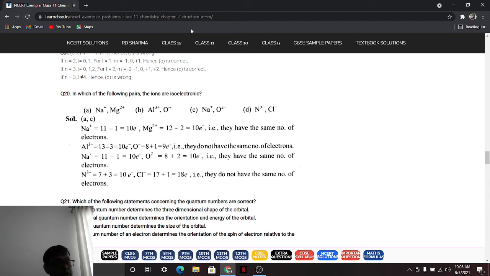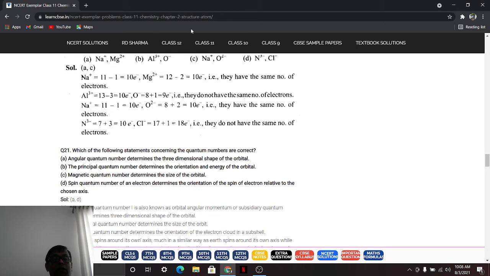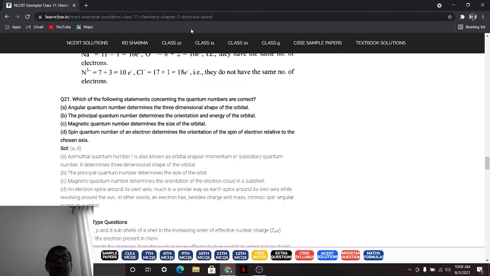Correct, if asked which is correct, the question asked here is: the question is correct. Angular quantum number determines the 3-dimensional shape of the orbital. The principal quantum number determines the orientation and energy of the orbital. Magnetic quantum number determines the size of the orbital. Spin quantum number of an electron determines the orientation of the spin of the electron relative to the fusion axis. A and D. Option A and D.